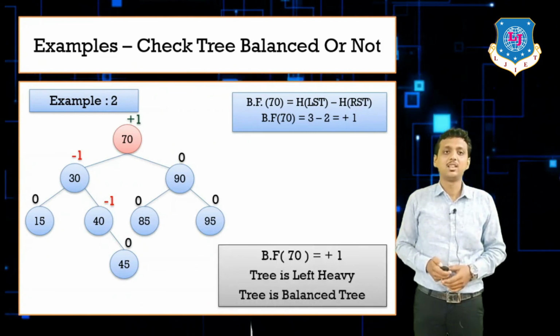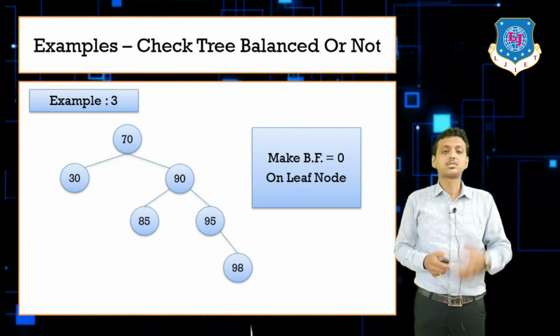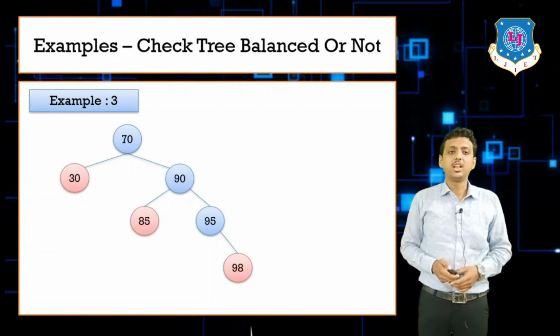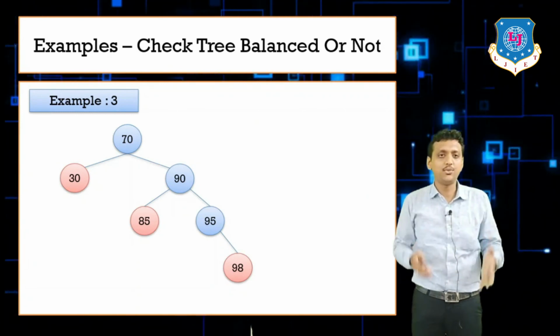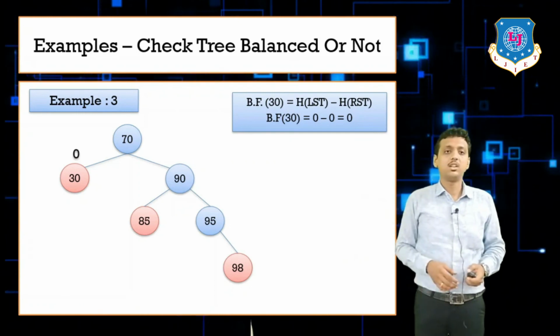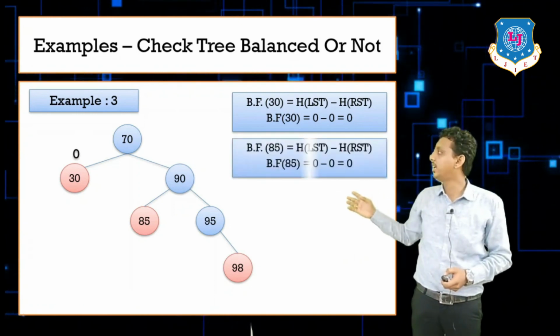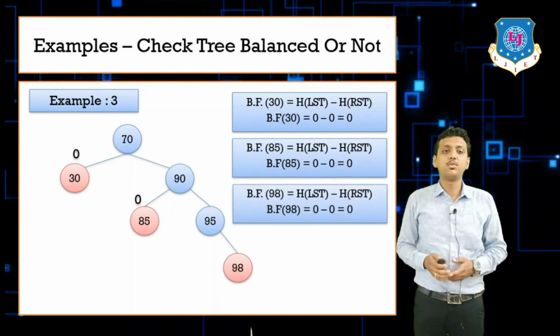Fine. Now again, the next example, number 3. Let's start with 30, 85 and 98. All three nodes are known as leaf nodes. The balancing factor is 0. I'm just writing down the leaf nodes: balancing factor 0 at 30, then 85, and then 98. Okay, now let's move further.